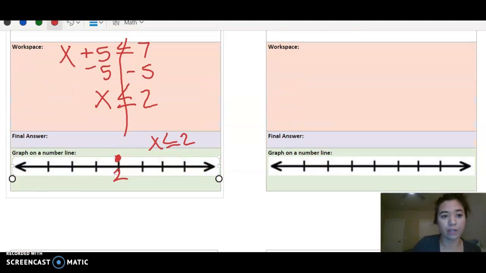And now we need to figure out which way my arrow should point. This says x is less than or equal to 2. So that means my arrow is going to point where all of the smaller numbers are. So this way.